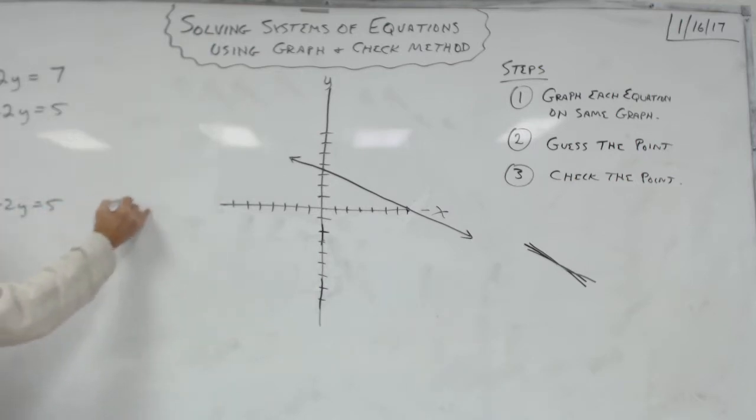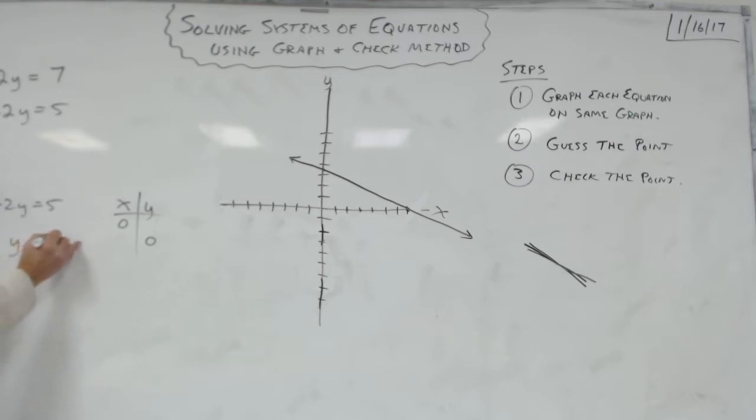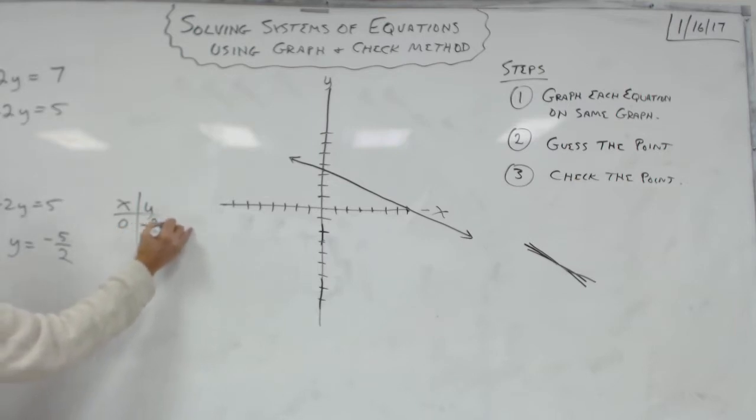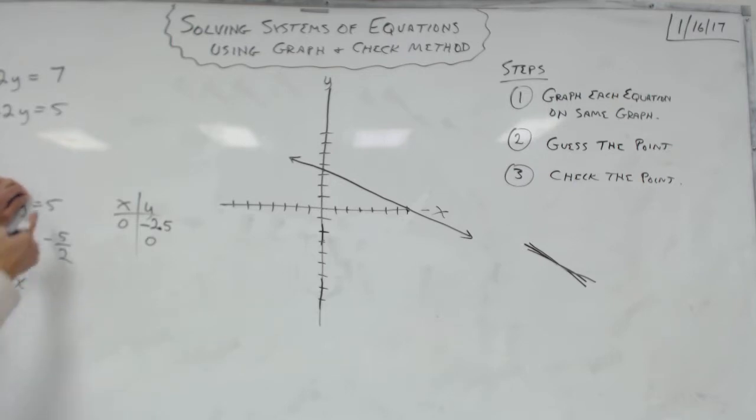All right, and then we've got x and y. X is 0, y is 0. Okay, when x is 0, we've got y is equal to negative 5/2. Am I right? Which is negative 2.5. Okay? And when y is 0, I get x is equal to, divide both sides by 3, 5/3. Uh-oh. So those are both kind of tricky, right?